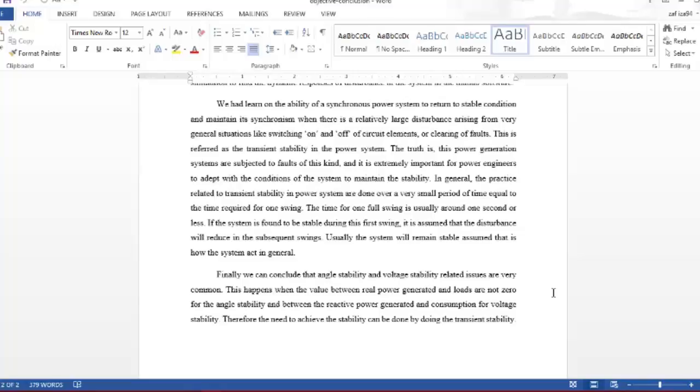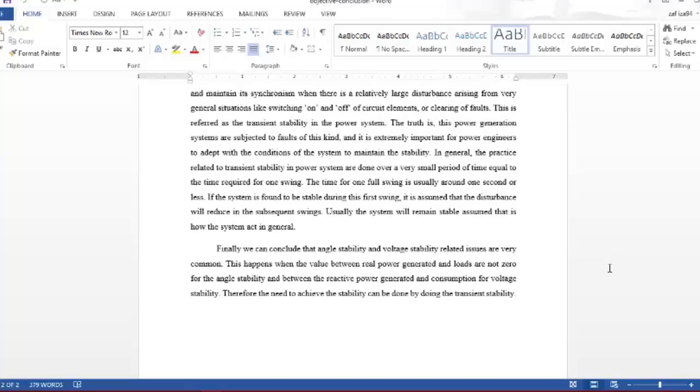Finally, we can conclude that angle stability and voltage stability related issues are very common. This happens when the difference between real power generated and loads is not zero for angle stability, and between the reactive power generated and consumed for voltage stability. Therefore, the need to achieve stability can be met by doing the transient stability study.